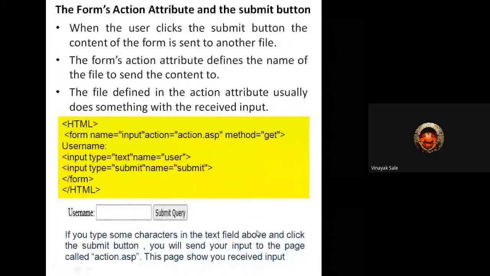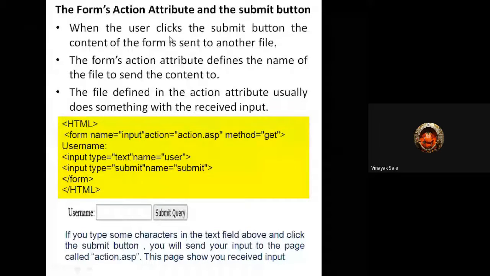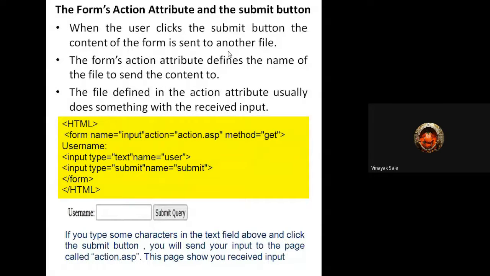Then next, forms, action attribute, and a submit button. When the user clicks the submit button, the contents of the form are sent to another file. The form's action attribute defines the name of the file the content is sent to. The file defined in the action attribute usually does something with the received input.